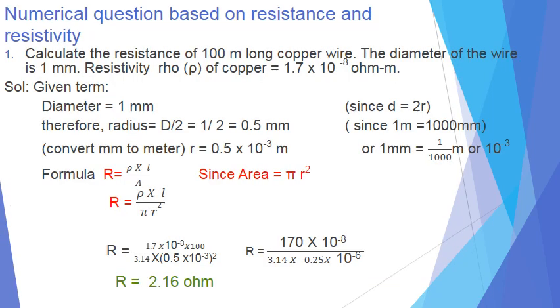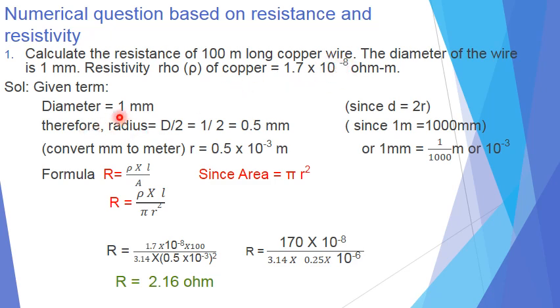Numerical question based on resistance and resistivity. The question is: calculate the resistance of a 100-meter long copper wire. The diameter of the wire is 1 millimeter. The resistivity of copper is 1.7 times 10 to the power minus 8 ohm meter. This resistivity value is fixed for every conductor.